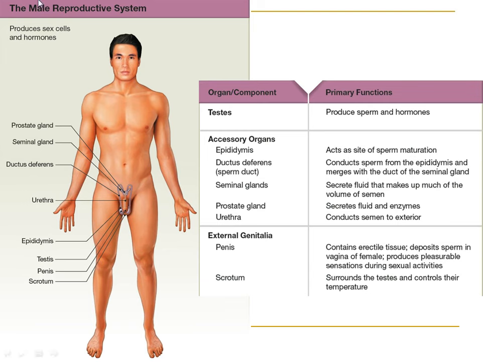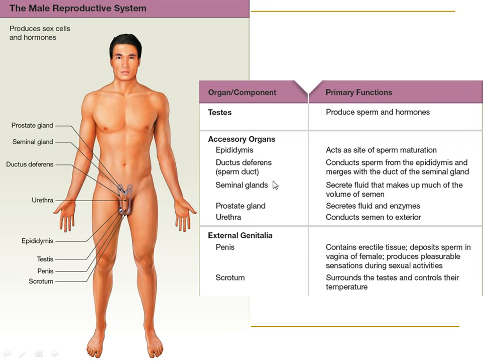It consists of the testes, which produce the sperm and also the hormone. That's why the testes is also categorized as an endocrine gland. And the accessory organs are present in the reproductive system, like the epididymis, where the maturation of the sperm takes place. And after its maturation, the sperm is carried by the vas deferens, or the ductus deferens.